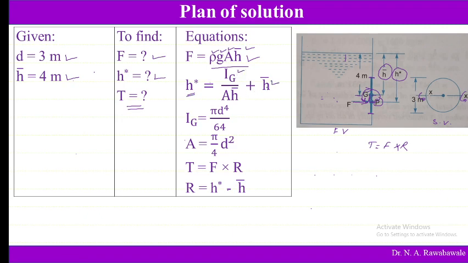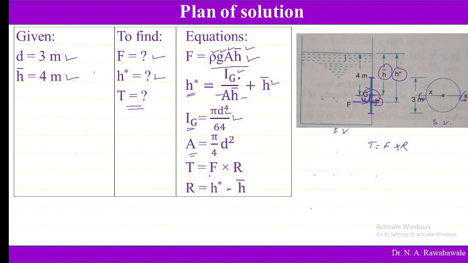So h bar is known, area we can calculate. Now we have to find out Ig, that is the moment of inertia about the center of gravity, about the diameter passing through the center of gravity. So Ig is equal to pi by 64 d to the power of 4. Diameter is known, so Ig we can calculate and substitute. Area is equal to pi by 4 d square.